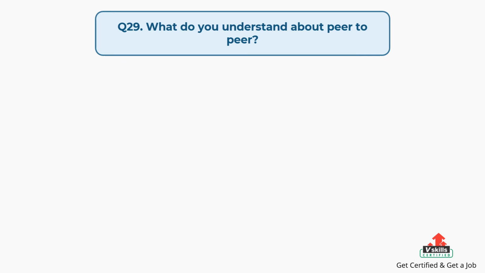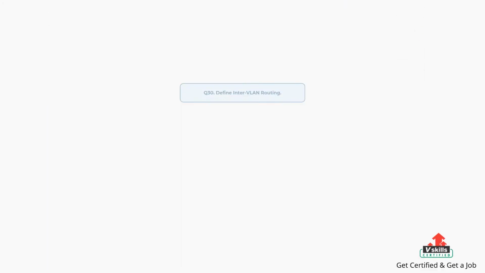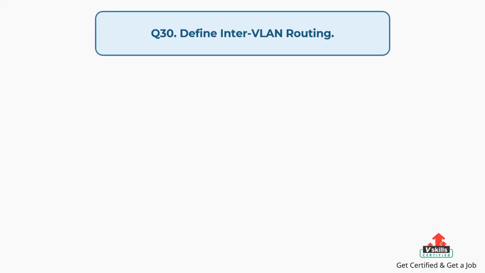Question number 29, what do you understand about peer-to-peer? The answer is: peer-to-peer are networks that do not depend on a server. In other words, all PCs on the network act as individual workstations. Further, this contains a distributed and decentralized network where individual nodes in the network act as both suppliers and consumers of the resources.